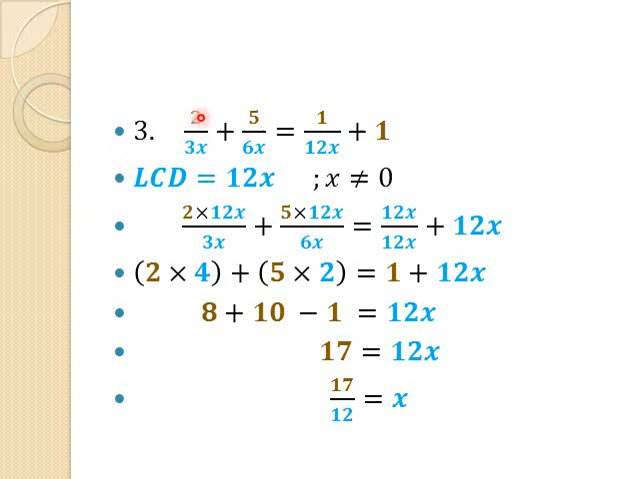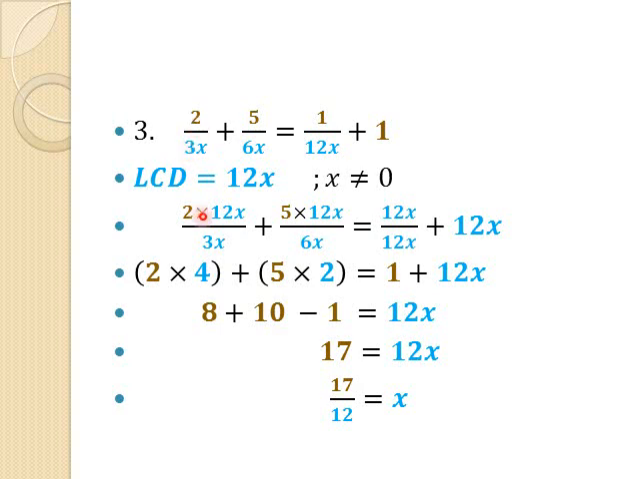So number 3, I have 2 over 3x plus 5 over 6x equal 1 over 12x plus 1. Because my LCD has an x in it, there 3 and 6 can divide in 12, so my LCD is 12x. Take note, x not allowed to be equal to 0, because 12 times 0 is 0, and anything divided by 0 is undefined. Same applies by those two.